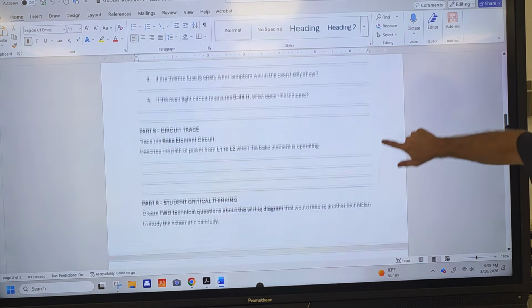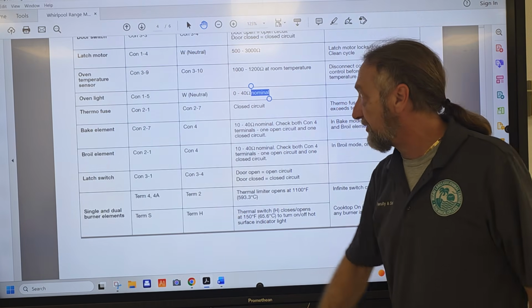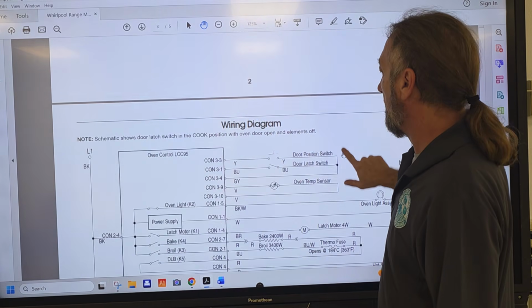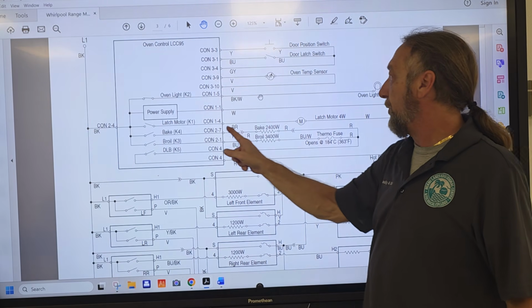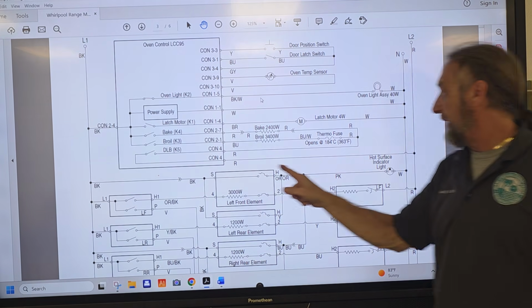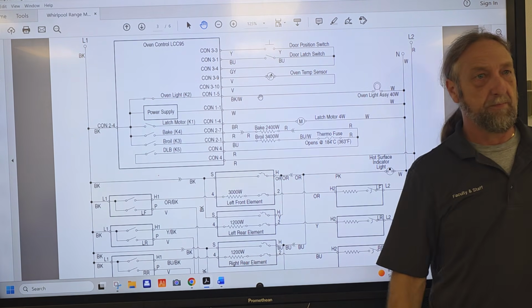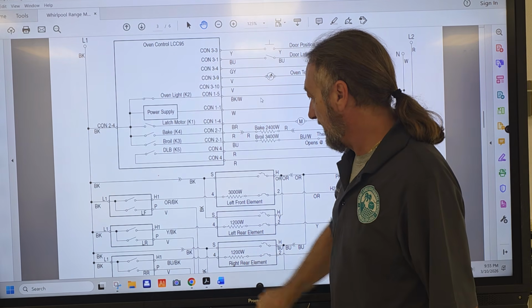Okay, part 5, circuit trace. Trace the bake element circuit, and I sort of did that for you guys just a little while ago. Black, to the L1. We go into K4, connector 2-4, we go through K4 to the bake element, we come here to red, go back to the DLB and go out line 2. Okay? That was easy.